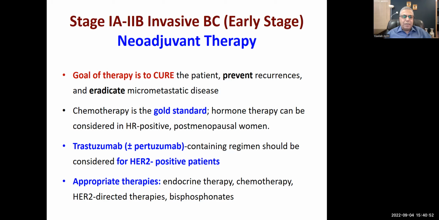Trastuzumab plus minus pertuzumab, these are both antagonists, or these are both blockers of the HER2 receptors. So these drug-containing regimens should be considered for HER2 positive patients. Appropriate therapies include endocrine therapy, chemotherapy, HER2 directed therapy, and bisphosphonates.